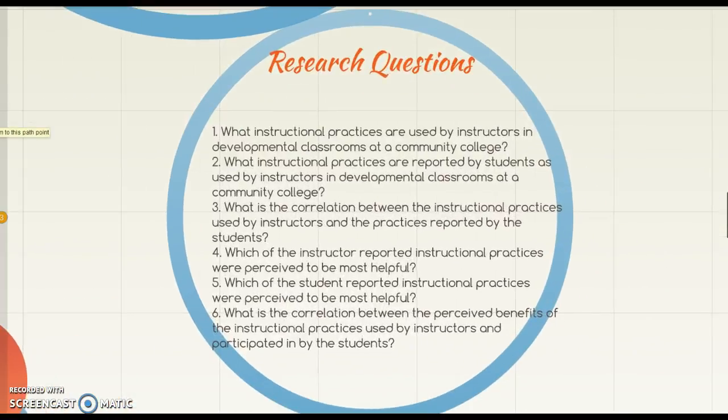This study had 6 research questions to guide the study. The first 2 are descriptive and are to provide information about the instructional practices occurring in the classroom according to students and teachers. Questions 4 and 5 are also descriptive and are to provide information about the perceived benefits of those instructional practices being used. And questions 3 and 6 are correlational. I want to know if there is a relationship between what the students report and what the teachers report.